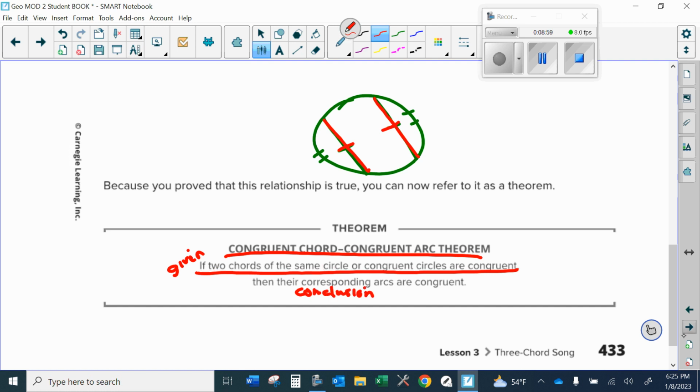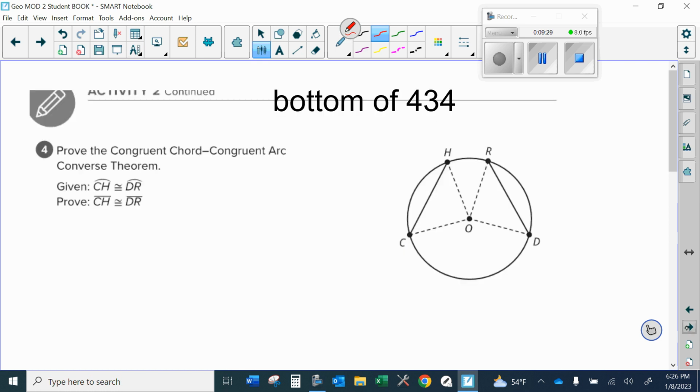So if those two chords are of equal length, then their corresponding arcs, that arc must be congruent to that arc. That's, say, 100 degrees, and this must be 100 degrees. Same arc measure. So if that chord length is 10 and this is 10, then whatever that arc measure is, it must be the same as that arc measure. Now go to the bottom of 434.